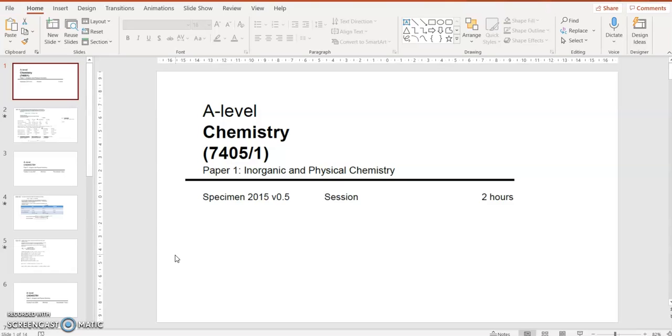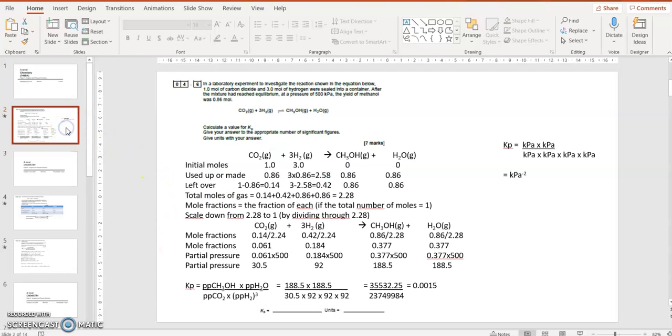Let's have a look. A-level 2015 version 0.5, so specimen 1 essentially, paper 1. Okay, what have we got? We've got CO2 and 3H2 making methanol, CH3OH, and H2O. We've got the initial moles: 1 mole of carbon dioxide, it says in the question, 3 moles of hydrogen. It doesn't say that there's anything made yet initially of methanol or water.